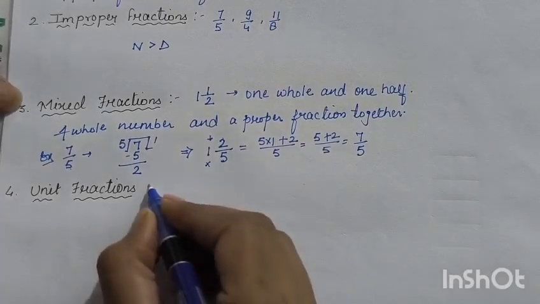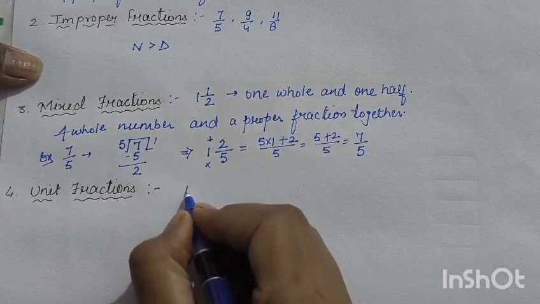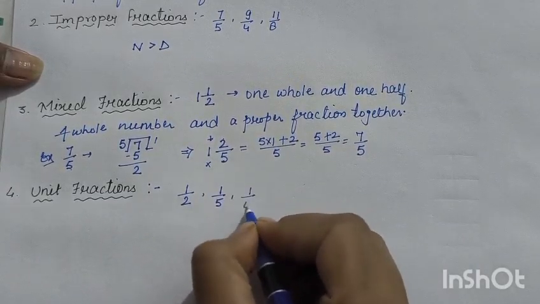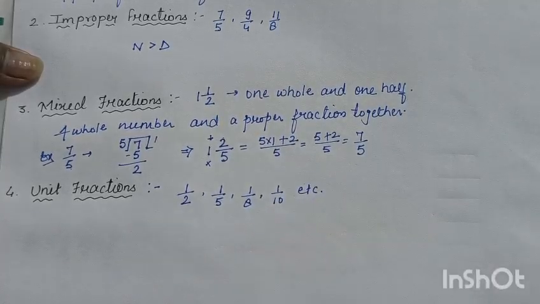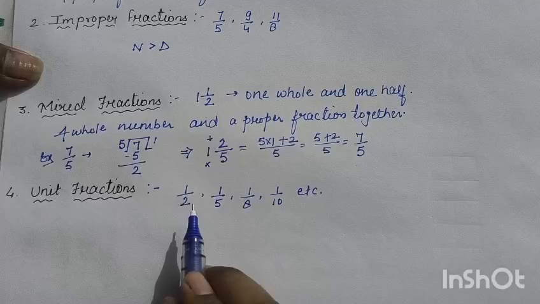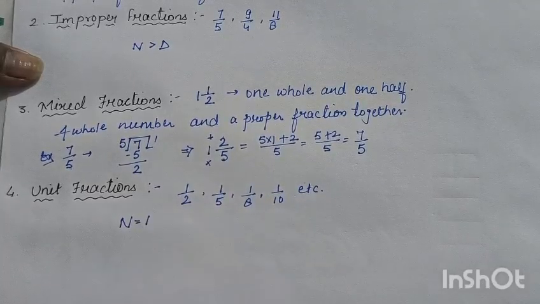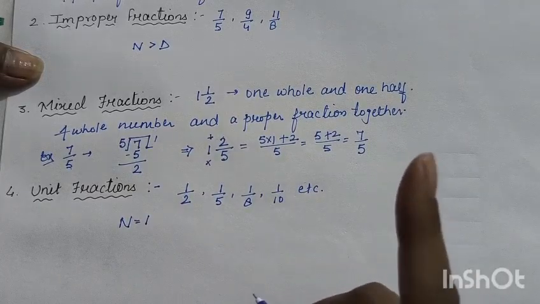Now the next topic is unit fraction. For unit fraction, I'm again writing some examples like 1 by 2, 1 by 5, 1 by 8, 1 by 10, etc. So what do you observe? What is common? The common is the numerator is 1 in every fraction. You can see the numerator is 1. So when the numerator is 1, it is called a unit fraction.